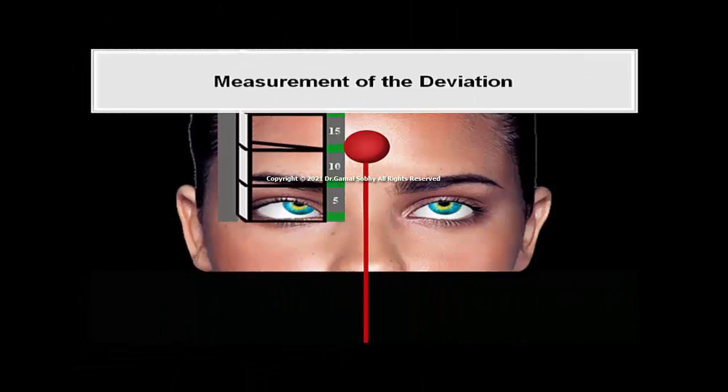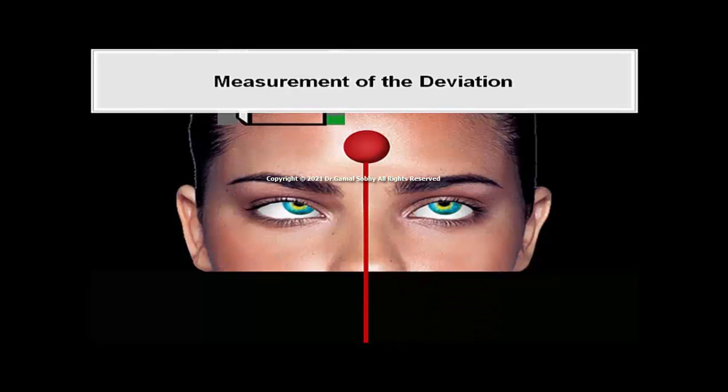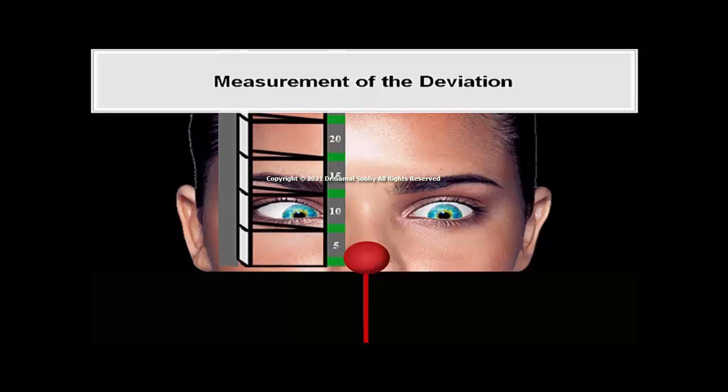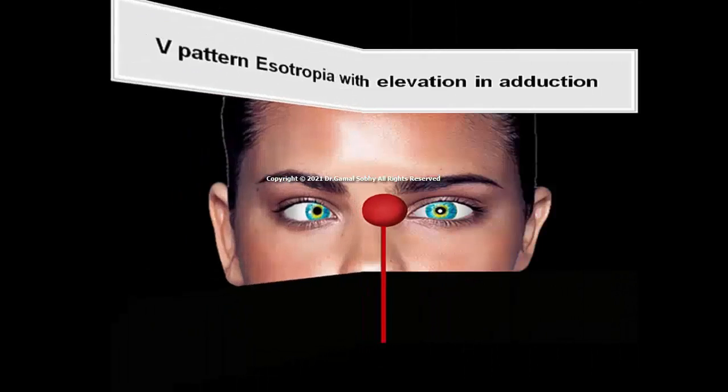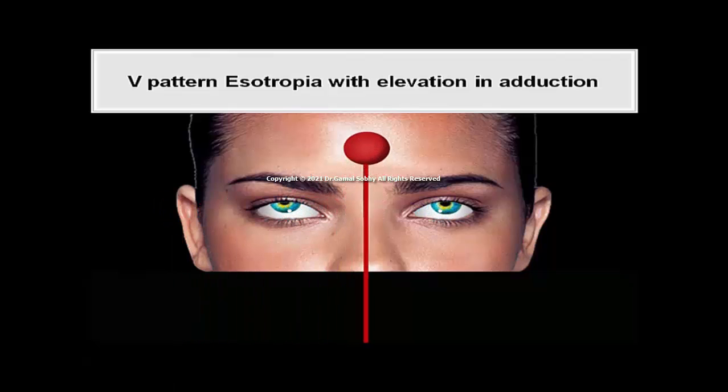When the difference in deviation between upward and downward gaze is 15 degrees or more, a V pattern should be considered as significant vertical incompetence. In V pattern esotropia with elevation in adduction, an inferior oblique weakening procedure merely closes the V pattern in upward gaze, and horizontal surgery is done for esotropia as usual.